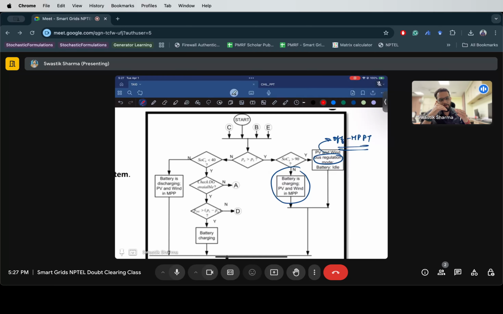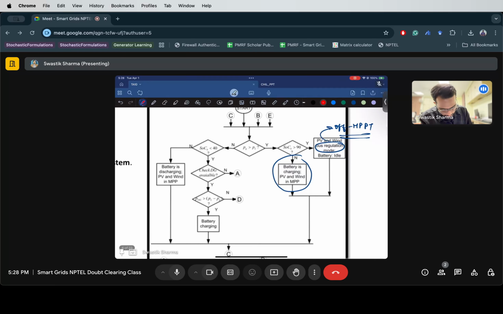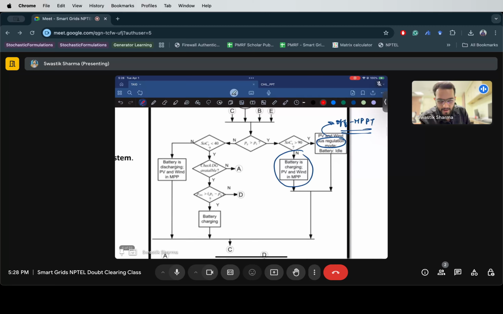But let's say the grid power becomes insufficient. We make sure the battery starts discharging and the SOC will drop. We want to control this drop, and we have set a lower limit of 40%. So we check if the battery is not at 40%, we still continue discharging and we operate PV and wind in MPPT mode. But if it becomes less than 40 percent, we check if we have a diesel generator available.